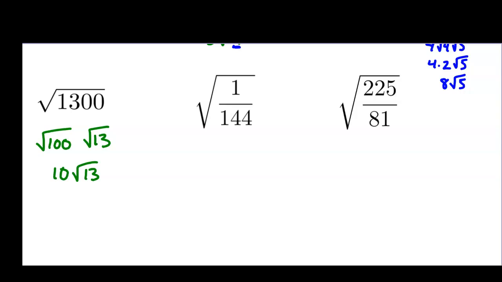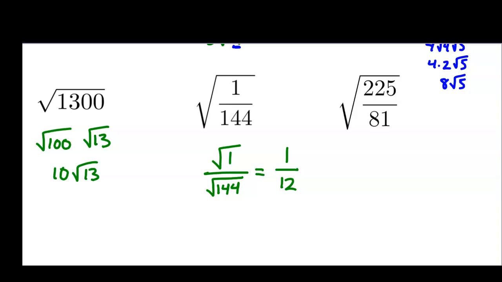Okay, so now what happens when we have the square root of a fraction? How do we handle that? Well, the first step is rewriting it as two square roots. So the square root of a fraction like 1 over 144 is equivalent to the square root of 1 divided by the square root of 144. Now in this case, both radicands are perfect squares. The square root of 1 is 1. Square root of 144 is 12. So this reduces to 1/12.